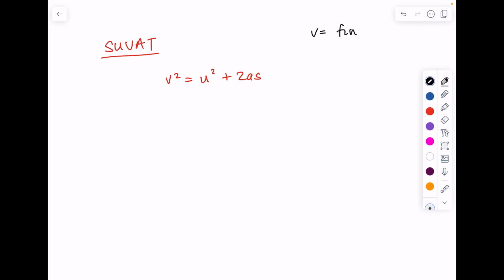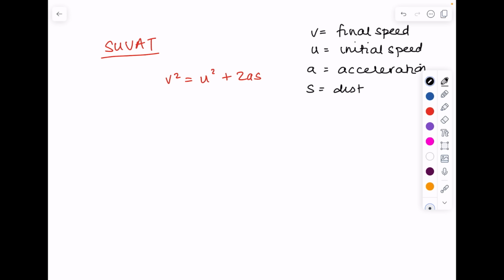I want to highlight a special type of equation which we call a SUVAT equation. V squared equals U squared plus 2AS. What does everything stand for? Well, V, as I just mentioned, stands for final speed. U is initial speed. A stands for acceleration. Be careful, S stands for distance. That always throws people off. So people do struggle to recognize in the exam that this is the equation they need to use.